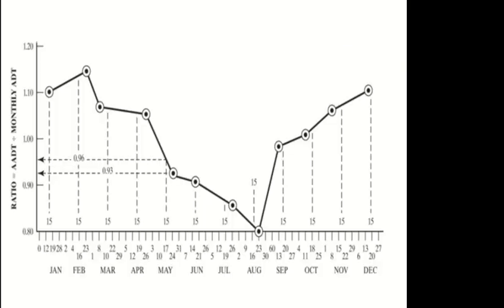Okay, again, the plotting of these factors, the adjustment factors. So February has the lowest traffic, so it has the highest factor, and vice versa. August has the lowest factor and the highest traffic.